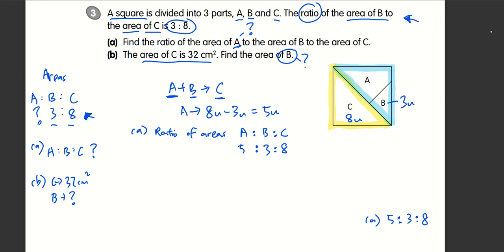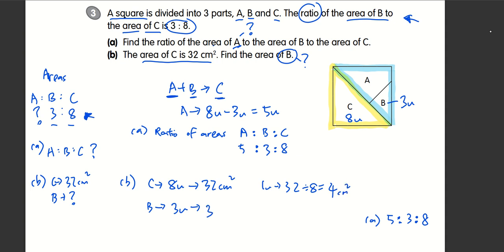Okay, earlier on we spoke about part B. I can use the first ratio given already, such that C being 8 units is 32 square centimeters. So if I find B, B is 3 units. So I have 8 units is 32. I'll be able to find 1 unit is 32 divided by 8. That should give me 4 square centimeters for every unit. So 3 units times a unit of 4 square centimeters should give me 12 square centimeters. So the area of B is 12 square centimeters.